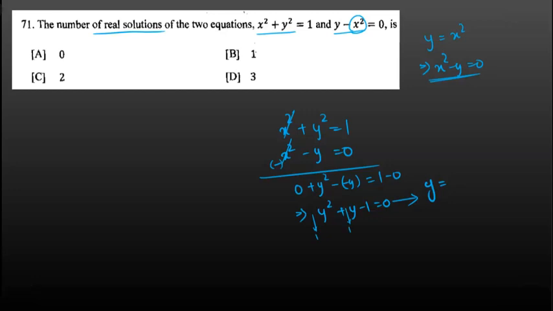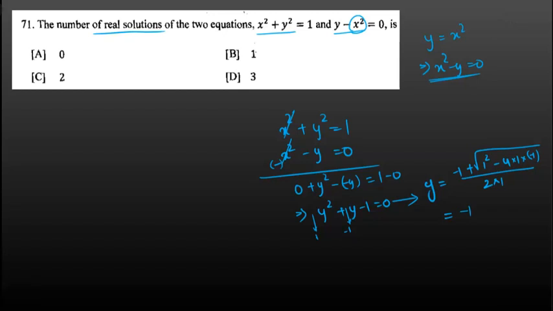So minus b, that is minus 1, plus minus the square root of b square, that is 1 square, minus 4 into ac, 4 into 1 into minus 1, divided by 2a, that is 2 into 1. So which gives us the value minus 1.